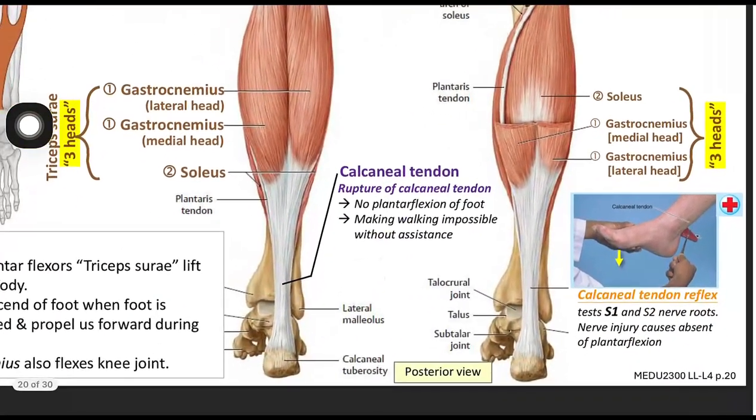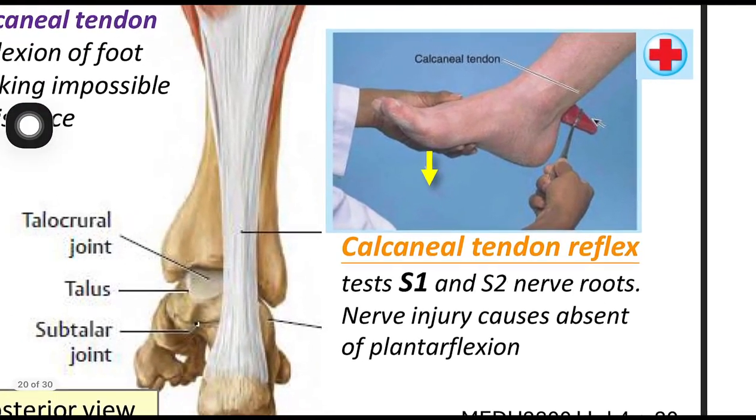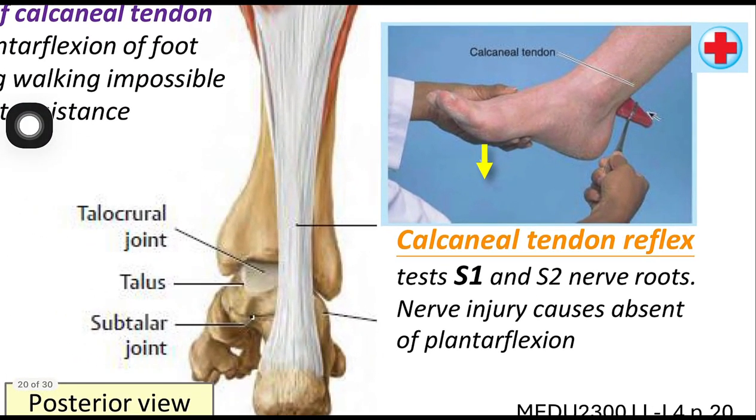And this one, again, is very important. The calcaneal tendon reflex. When you tap the calcaneal tendon, you're testing for the S1 and S2 nerve root, in particular S1. Okay, so nerve injuries cause absence of the plantar flexion.